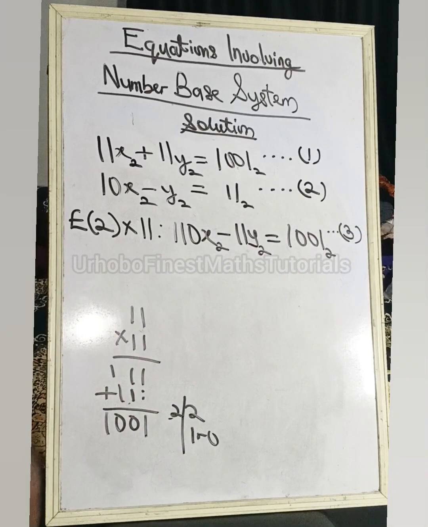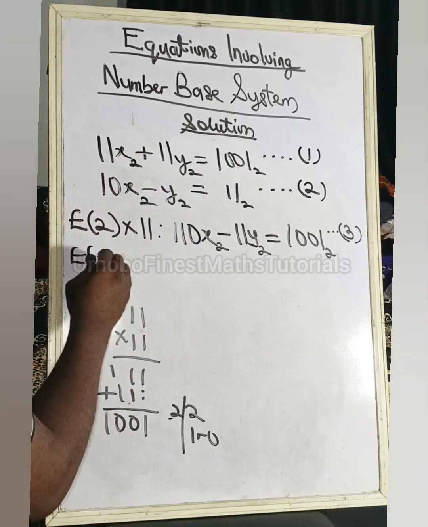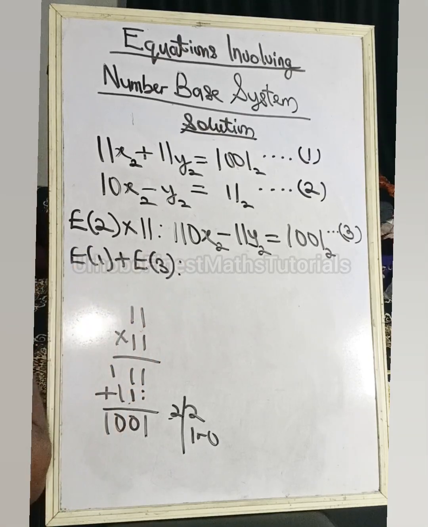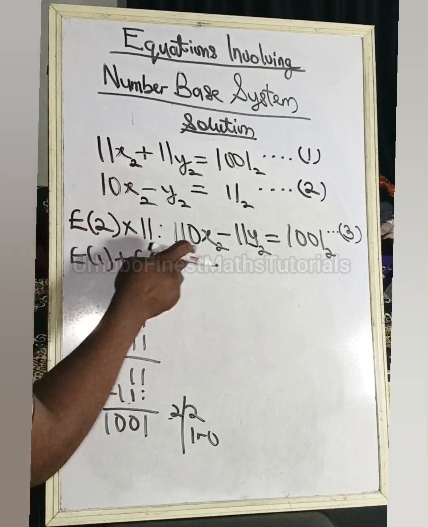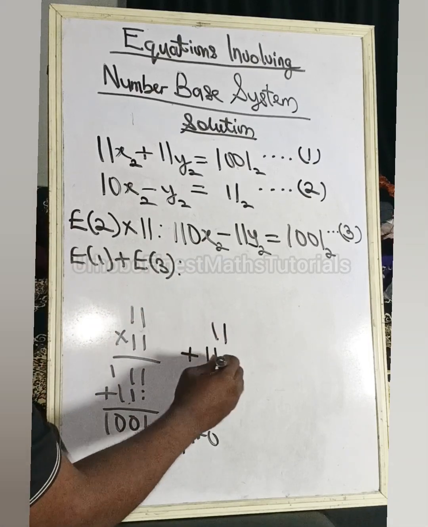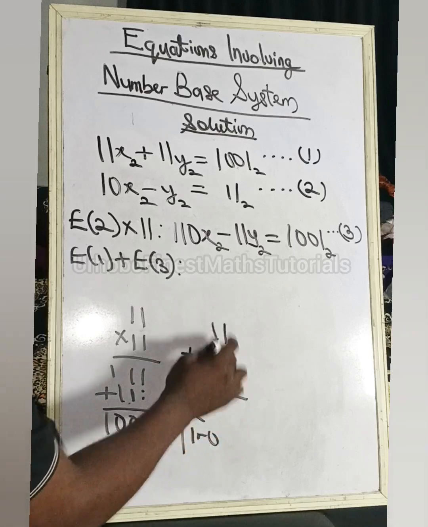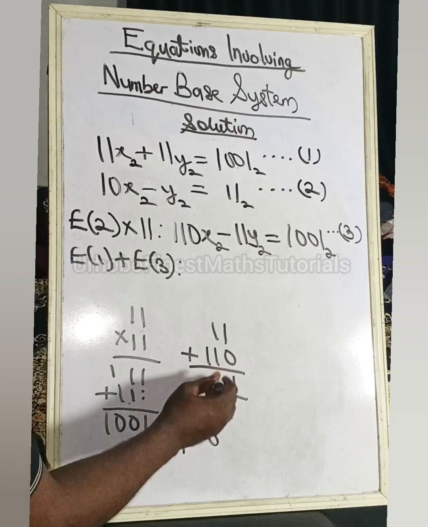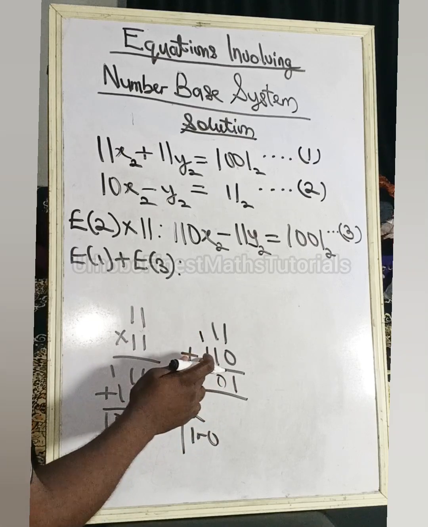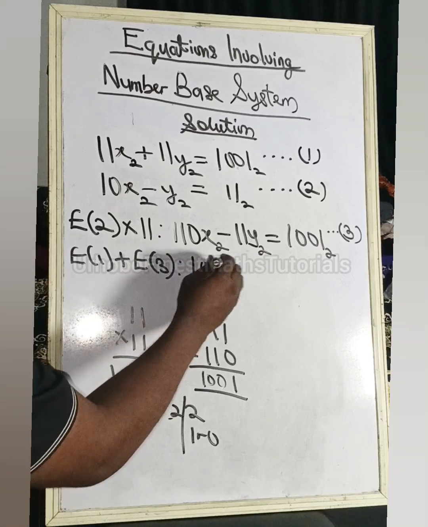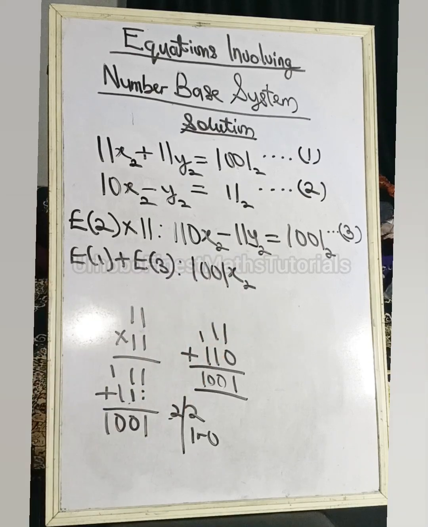So next, we're going to say equation 1 plus equation 3. So let's go. Equation 1 plus equation 3. Okay, like this. So it's going to be 11x plus 110x. So you come here, 11 plus 110. Okay, 1 plus 0 is 1. 1 plus 1 is 2. When you simplify, you have 1 remainder 0. So drop 0 here, carry 1 up. 1 plus 1 is 2. That's 1 remainder 0. So here's going to be 1001x. Of course, this is base 2.